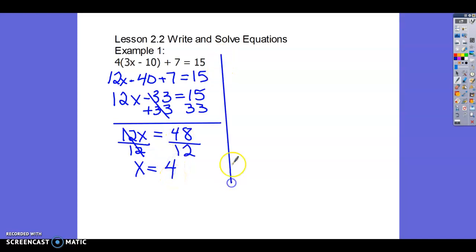Now you always want to check your answers. So we're going to go back and check it. We're going to plug in 4 in the same equation that we have. And instead of x, we're simply going to substitute what we just solved for. So we just solved for 4.